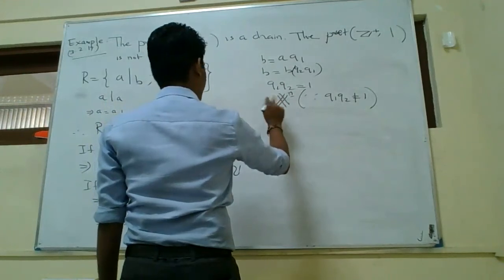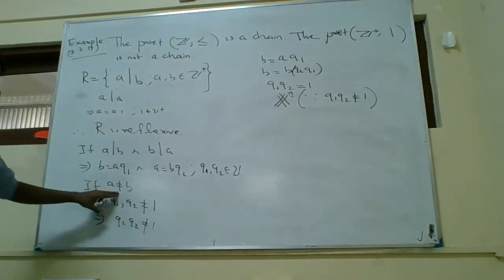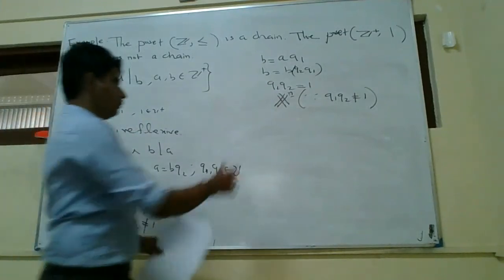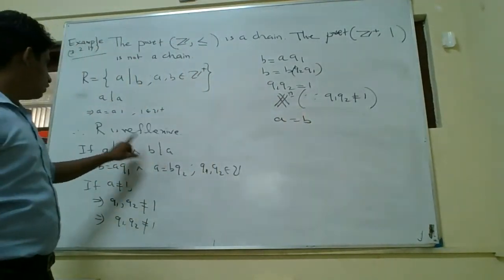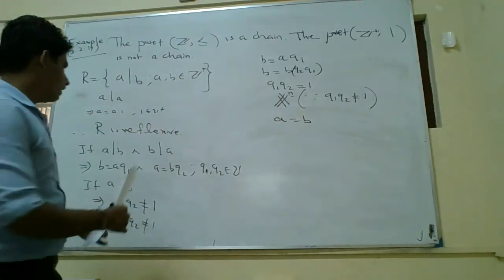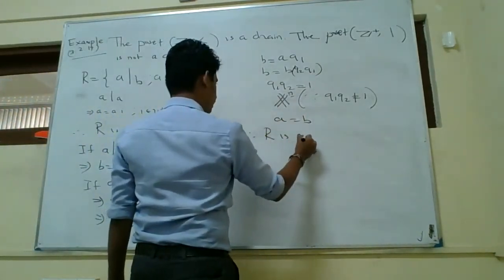Therefore, this is a contradiction. Therefore, the assumption is wrong. You take this assumption, it is wrong. Therefore, A equal to B. Suppose you take A divides B and B divides A, you show that A equal to B, which means antisymmetry. Therefore, R is antisymmetric.